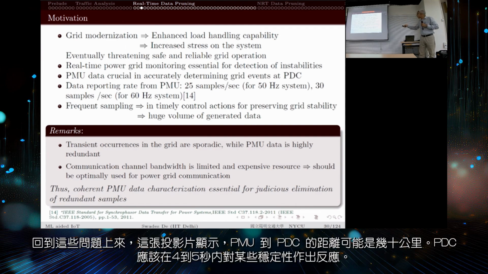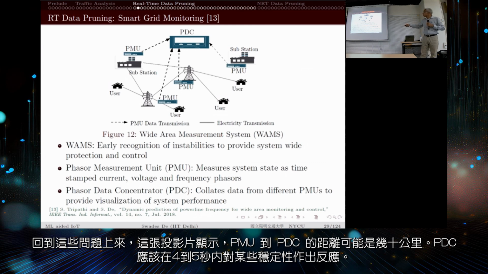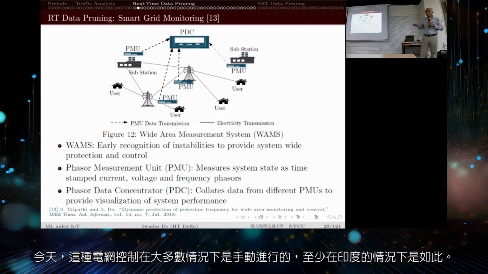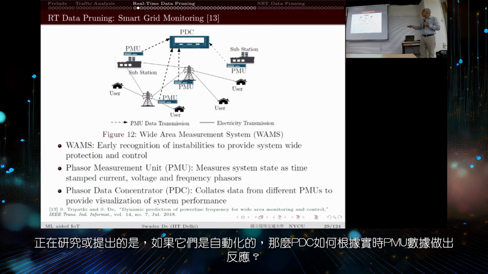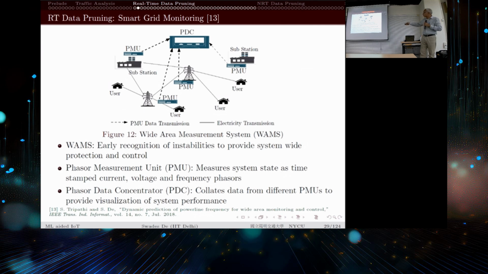Going back to this slide here. This PMU to PDC distance could be a few tens of kilometers, and the PDC should act on certain instabilities possibly within 4-5 seconds. Today, this grid control is done in most cases manually, at least in the Indian context, and is not purely automated. What is being studied or proposed is, if it is automated, how does the PDC react to PMU data on a real-time basis?